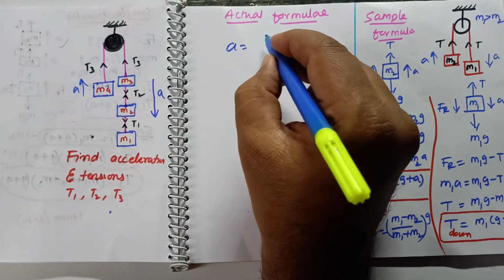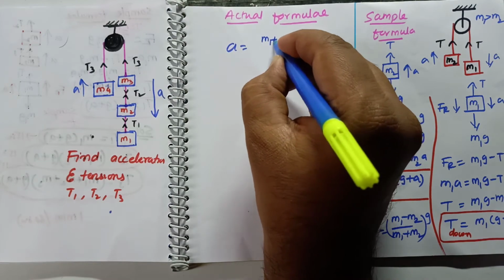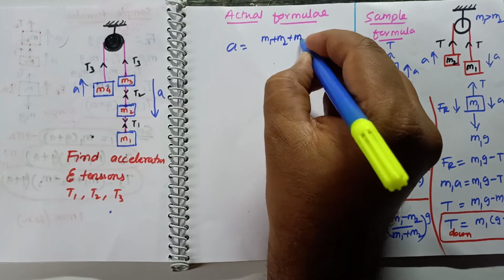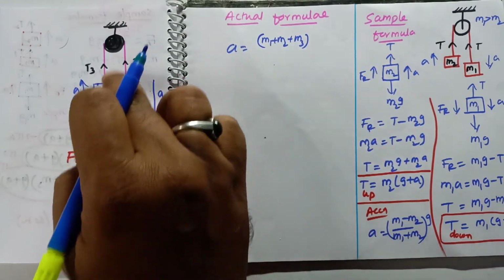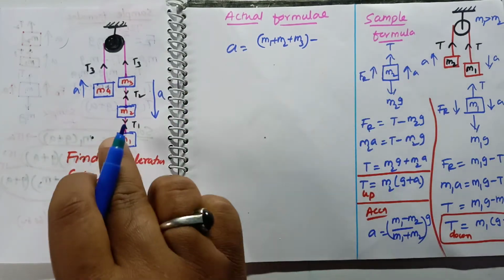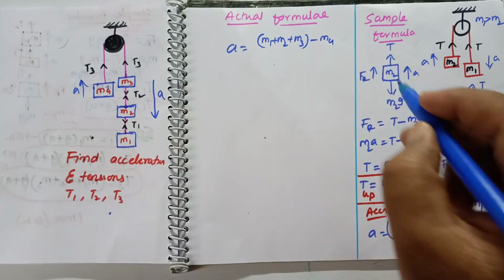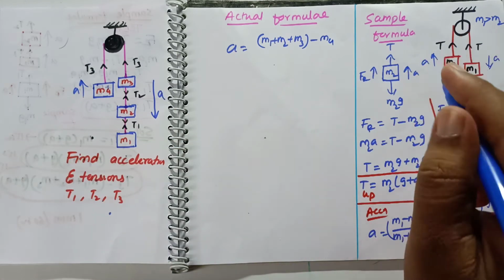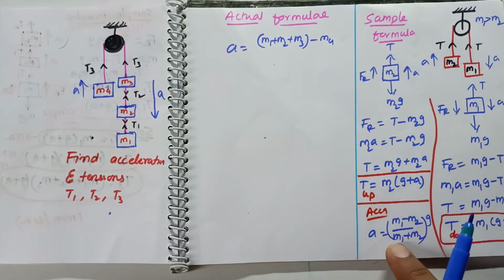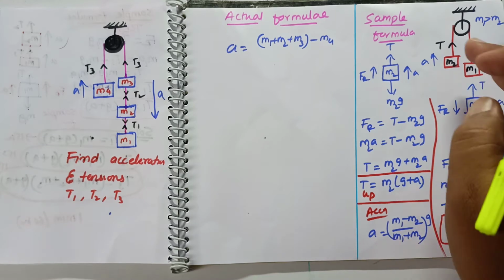So you can just write here m1 plus m2 plus m3 combined together, you can take it as one single mass, minus, again, you can take it as m4 here. Okay. So if you take this as m4 here, what are you going to get? Now in the denominator you'll get m1 plus m2. That means you just add the masses.